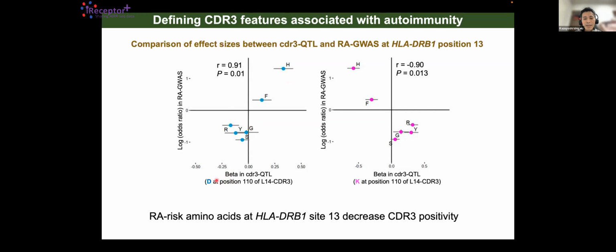So it indicates that the risk of RA increases this amino acid. And in a reverse way, when we look at lysine at the same position of CDR3, we observe the completely opposite trend. So the RA risk decreases lysine usage at this position. And aspartate is a negatively charged amino acid, and lysine is a positively charged amino acid. So basically, those results indicate that the RA risk amino acid of HLA-DR at site 13 decreases CDR3 positivity.